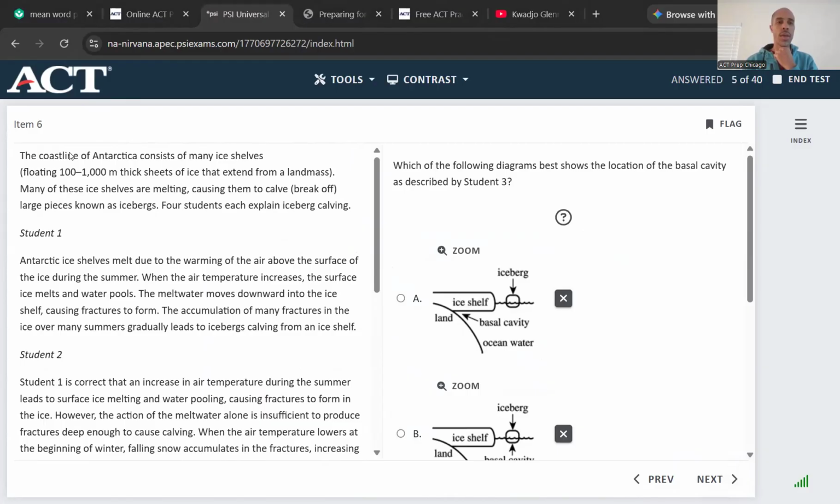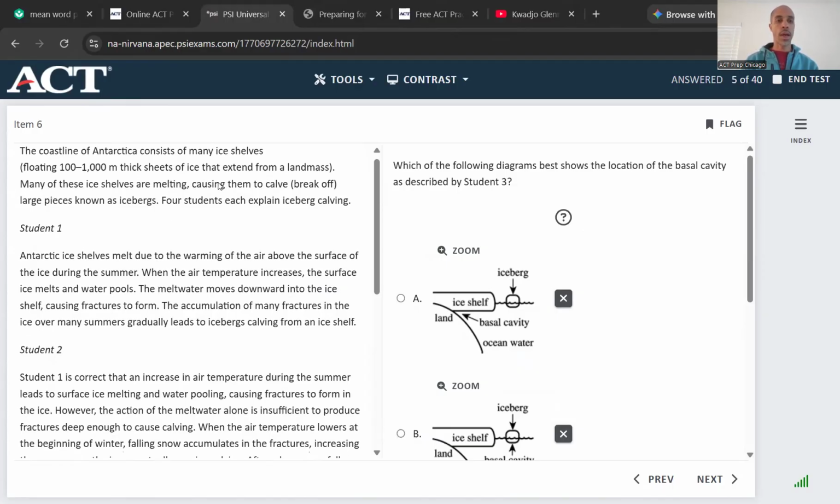Okay. The coastline of Antarctica consists of many ice shelves. Okay, what are ice shelves? Floating hundreds to thousands of meters thick sheets of ice that extend from a land mass. So you've got these thick sheets that extend from the land mass and they call them ice shelves. Sometimes when it gets cold in certain environments, you can walk on what's usually a lake. I'm from Chicago, so on Lake Michigan, sometimes when the water freezes, people will walk on the ice so they can feel like they're walking in a lake, a place they couldn't walk in the summer because it's water, right?